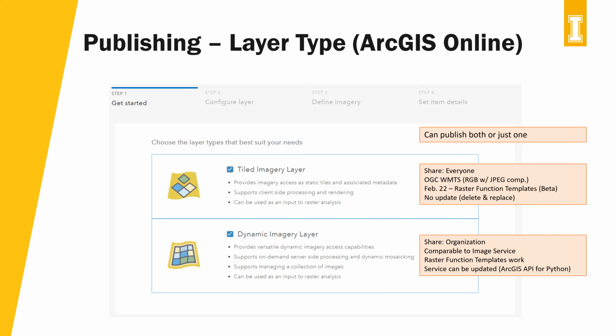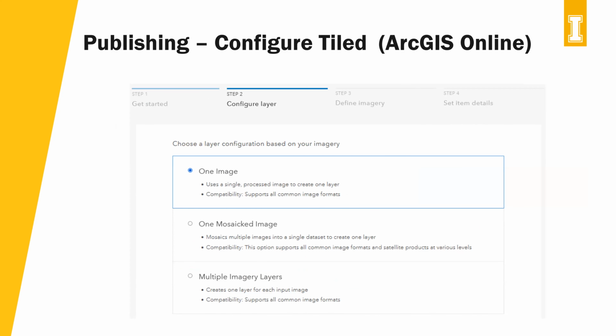So your first step, step 1, is to choose what type of layer you want to publish. You can choose one or both. After you choose your layer type, you need to do a configuration.